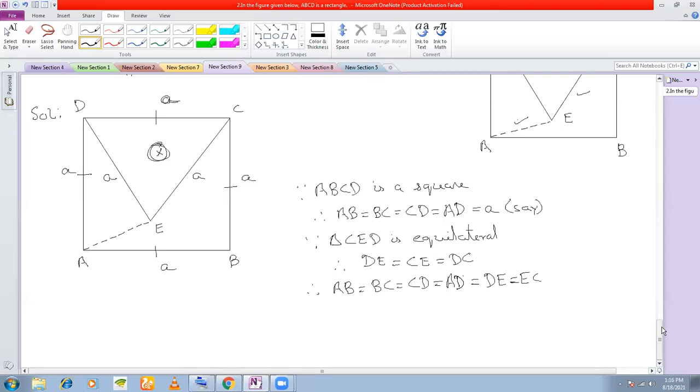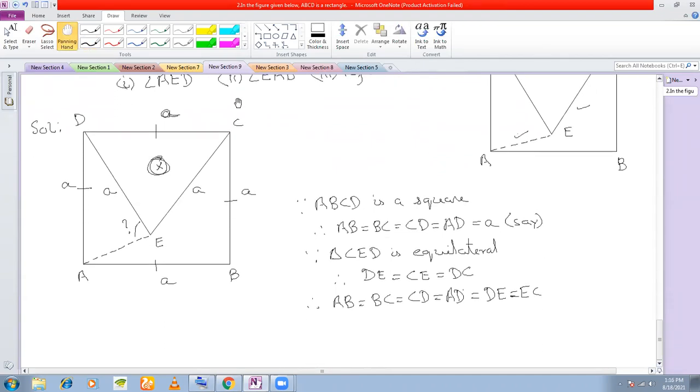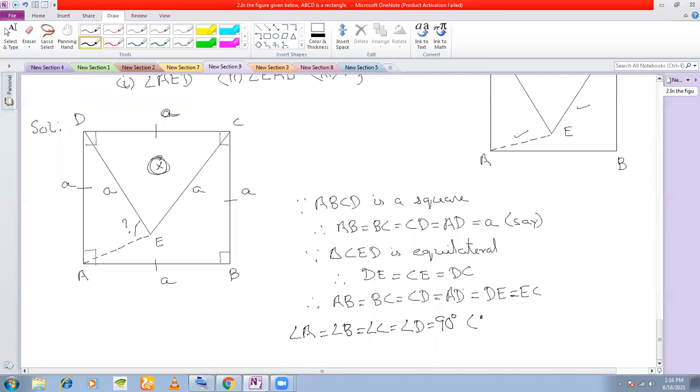What is the first question here? Which angle you have to find first? Angle AED. You have to find out this angle. It's the unknown angle. Okay, so how do you find out? Now see here, since this is a square, all these angles are 90 degree, right? So angle A is equal to angle B is equal to angle C is equal to angle D is equal to 90 degree. Reason is each interior angle of a square is a right angle.